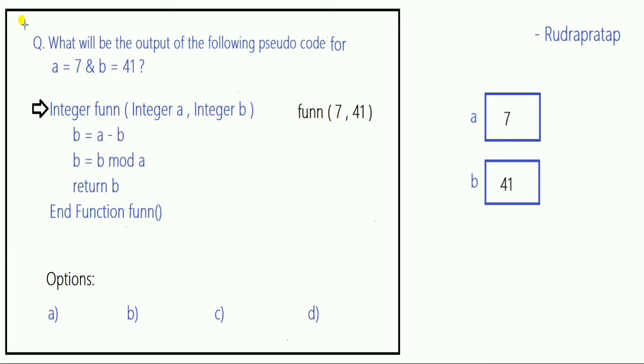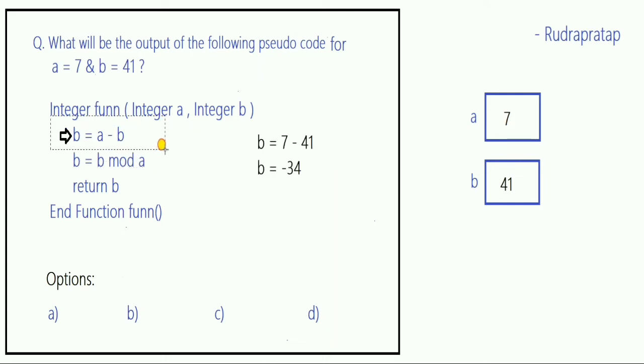So the question is, what will be the output of the following pseudocode for A equal to 7 and B equal to 41? So the value of A is 7 and the value of B is 41, and we have the memory representation on the right hand side of the screen. And the values are initialized. So in this we have the function integer fun, integer A and integer B. So the value of A is 7 and the value of B is 41. So fun of 7 and 41. After that we can execute the body of this function.